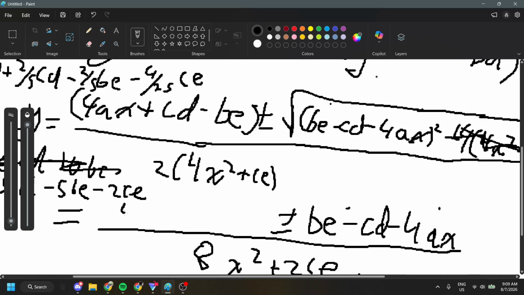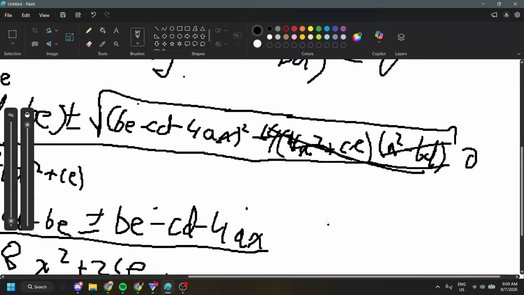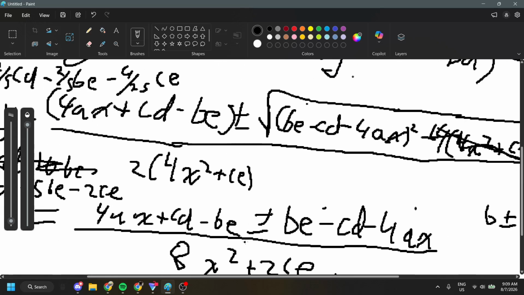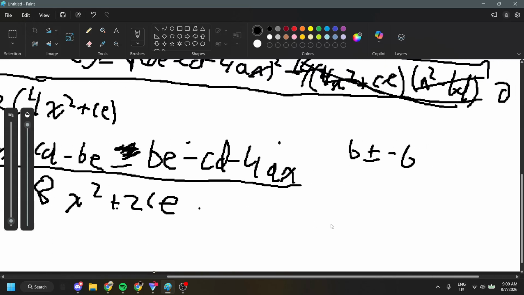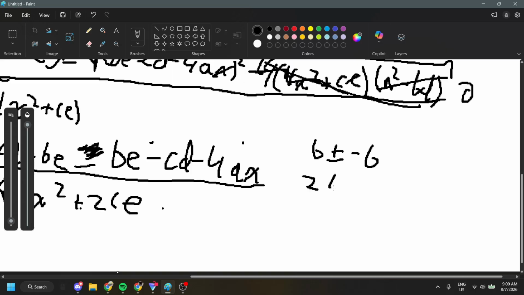Here we get 4AX plus CD minus BE. So this is just B plus or minus negative B. It can't be plus negative B because that would just cancel the 2 out, so it has to be minus. So then minusing the 2, we just get 2B, which is going to be 2B over 2A, so we can cancel these both out.